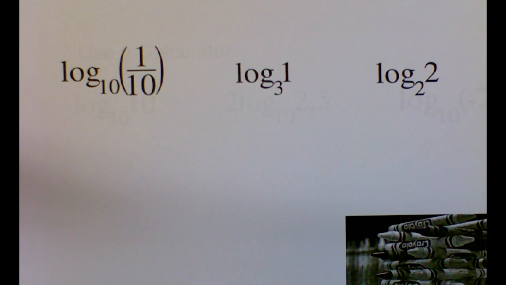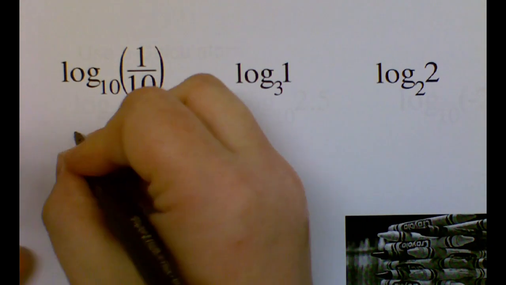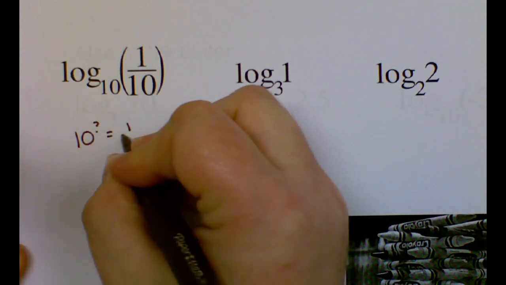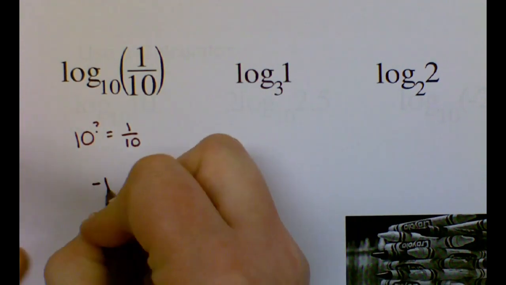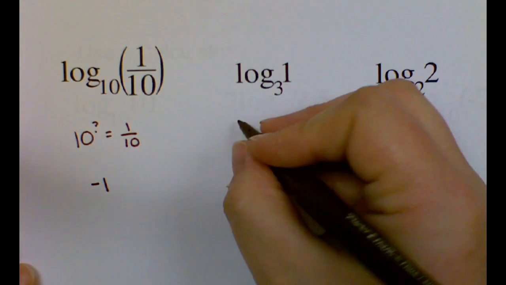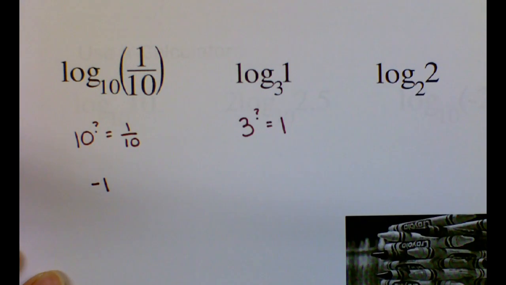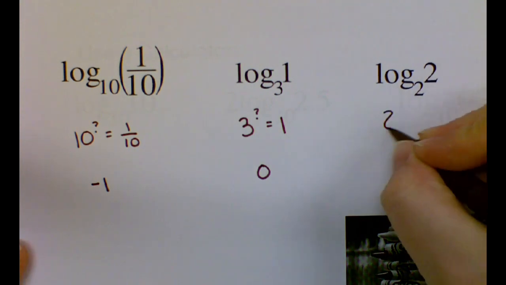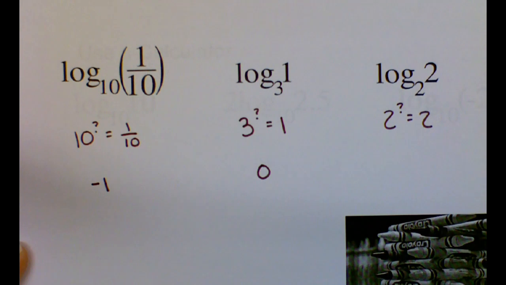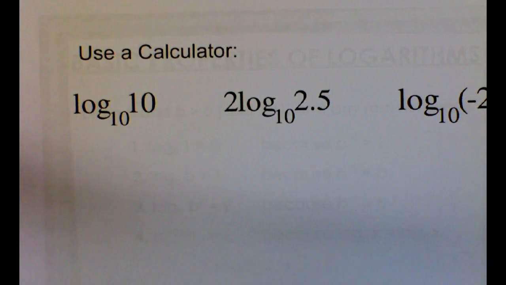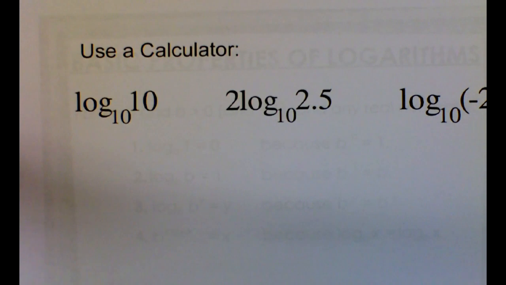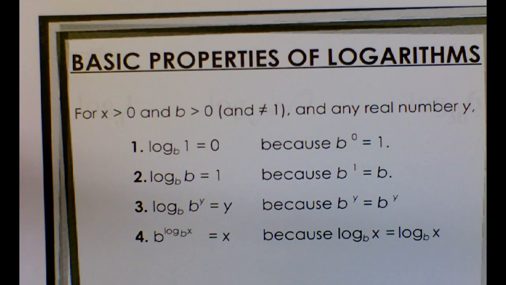A few more. Log base 10 of 1/10. So really I'm wondering 10 to what power gives me 1/10? Well, that must be a negative first power, so my answer is -1. Log base 3 of 1. 3 to what power gives me 1? Well, to get 1, it's the 0 power, so the answer is 0. Log base 2 of 2. 2 to what power gives me 2? Well, that's the first power. The answer is 1. Now, this part says use a calculator. We haven't actually talked about how to use a calculator on this yet, so we are going to circle back to that in a little bit.